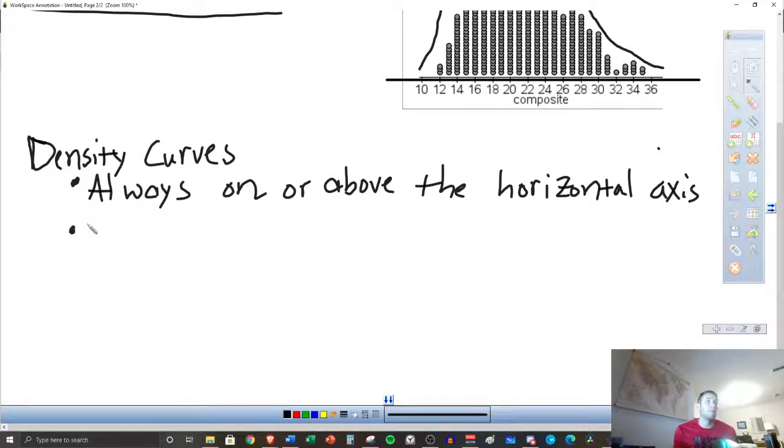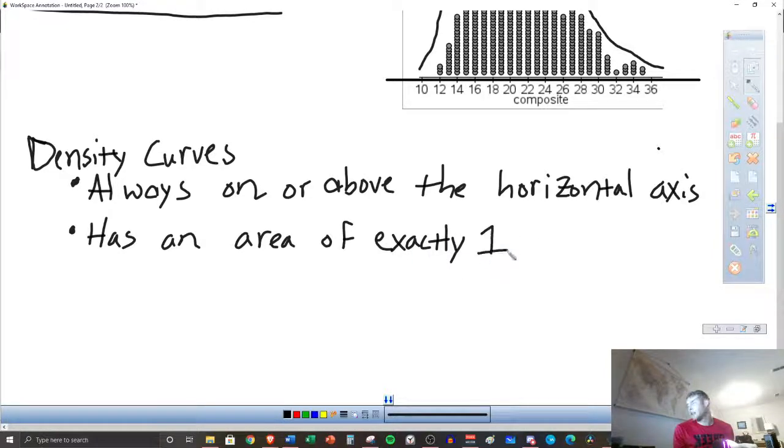Next, and pretty much the most important rule for this class, what we're about to write is so essential that we're going to underline it, highlight it. If you have a highlighter, you need to know this. A density curve has an area of exactly 1 underneath it.